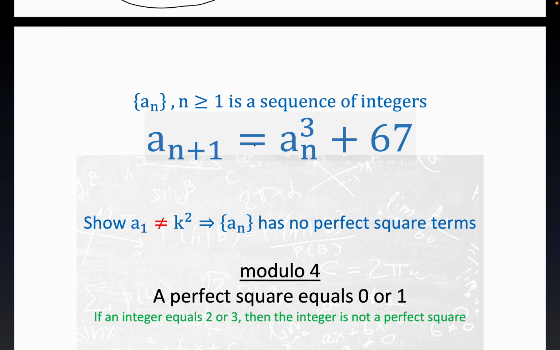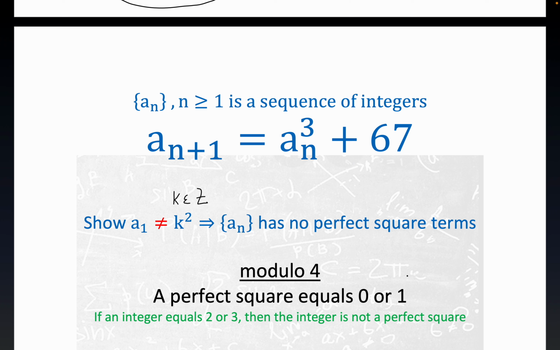Today we look at a sequence that obeys a certain recurrence relation. We want to show that if the first term in the sequence is not a perfect square, right here, I'll just write it down for you. This is a number theory question, so all the quantities involved are integers. But just for emphasis, if the very first term in this sequence is not a perfect square, we want to show that the entire sequence cannot contain a perfect square, meaning there's not a single perfect square in the entire sequence for all n.